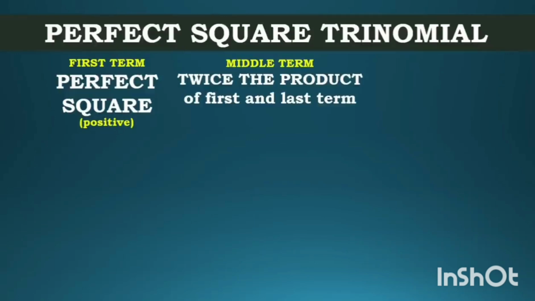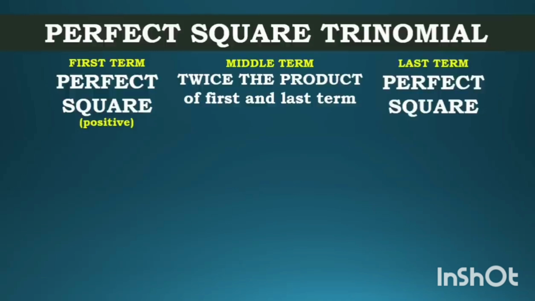Next, the middle term must be twice the product of the first and the last term. So yung middle term natin dapat pag minultiply natin yung first and last term natin and then tinimes natin siya sa 2, the resulting product must be the middle term. So yun ang tatandaan. Now, ang sign niya, pwede siyang positive or pwede siyang negative. Depende sa given.